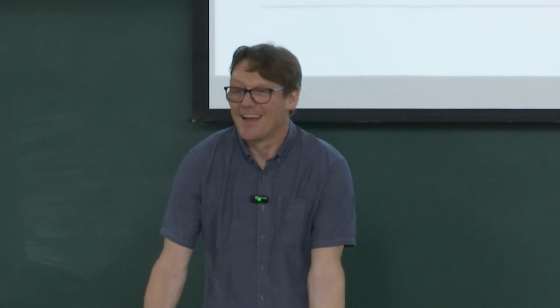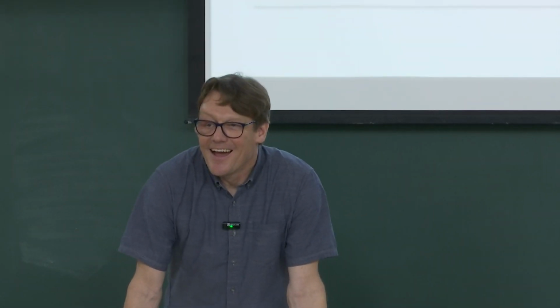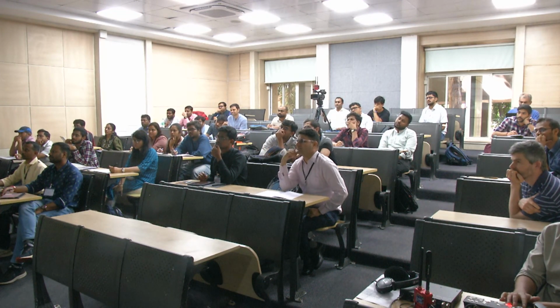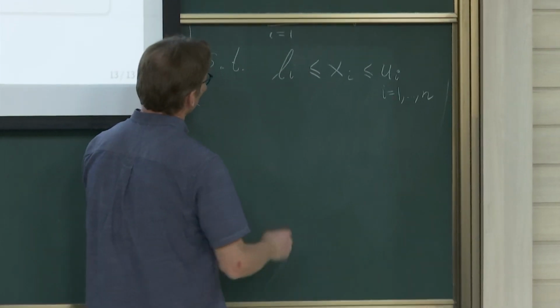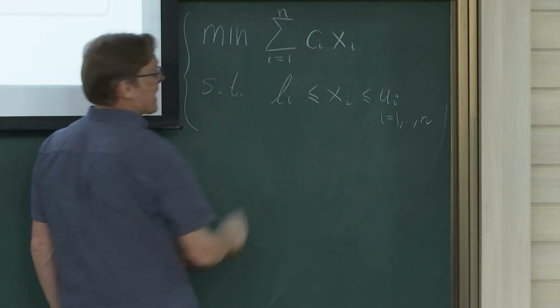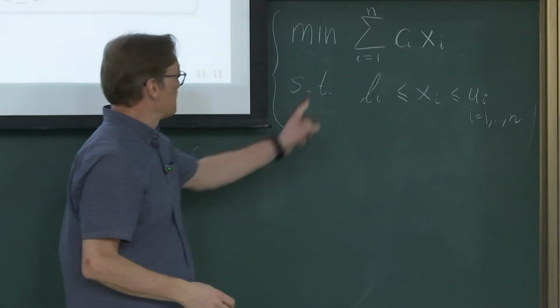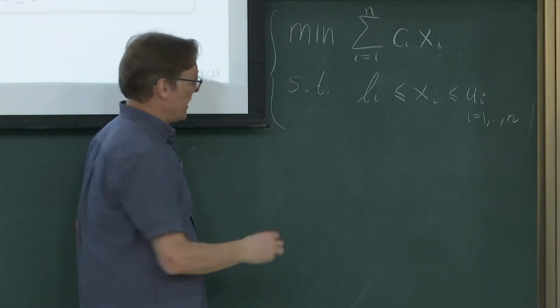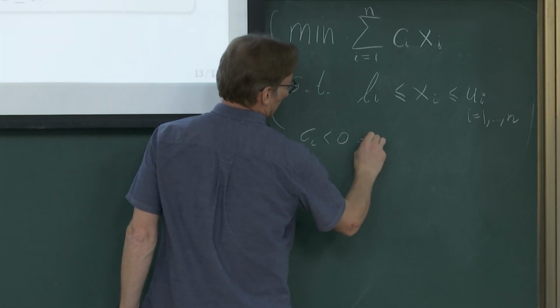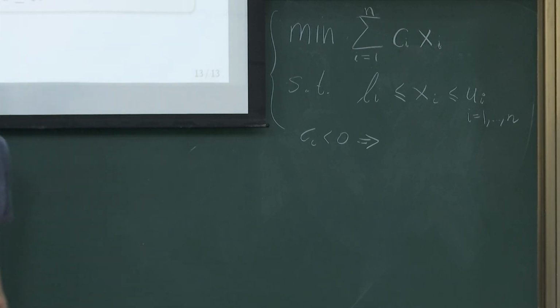If Ci is less than or equal to 0, then Xi is in line, and if Ci is greater than 0, Xi is in line. Okay, so let's do this slower. So we're going to look at the sign of Ci. We want to minimize this. So if Ci is less than 0, then what do I want to do? Xi is equal to ui.